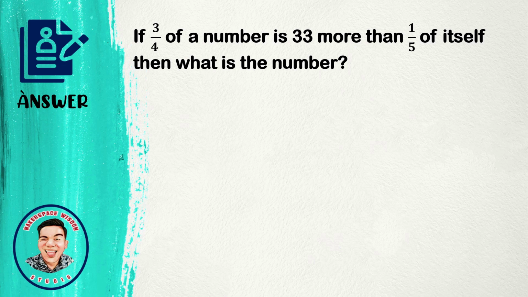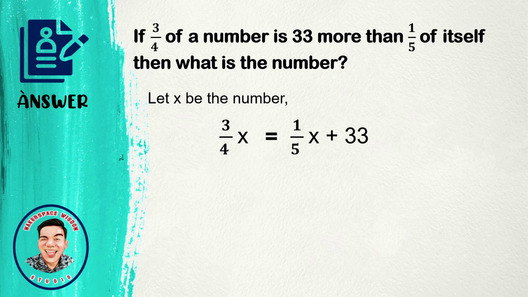In the given, if 3/4 of a number is 33 more than 1/5 of itself, then what is the number? We let x be the number. So based on the given, we have 3/4 of a number, that is 3/4 x, is, that means to say, or that would represent the equal sign, 33 more than 1/5 of itself, that would be 1/5 x plus 33, or 33 plus 1/5 x. Solving this one, we can transpose or combine like terms, transpose 1/5 x to the other side. This will become 3/4 x minus 1/5 x, which is equal to 33.